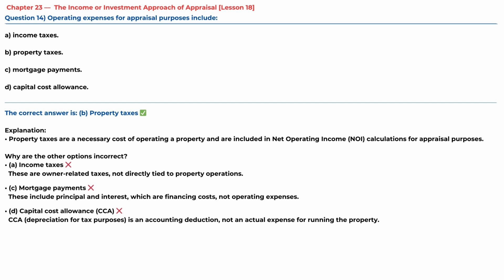Property taxes. Explanation. Property taxes are a necessary cost of operating a property and are included in net operating income, NOI, calculations for appraisal purposes. Why are the other options incorrect? A. Income taxes, incorrect. These are owner-related taxes, not directly tied to property operations. C. Mortgage payments, incorrect. These include principal and interest, which are financing costs, not operating expenses. D. Capital cost allowance, CCA, incorrect. CCA, depreciation for tax purposes, is an accounting deduction, not an actual expense for running the property.